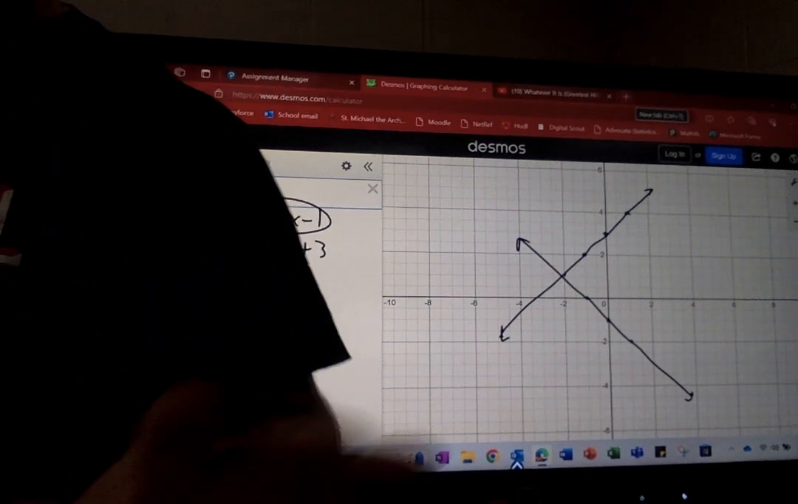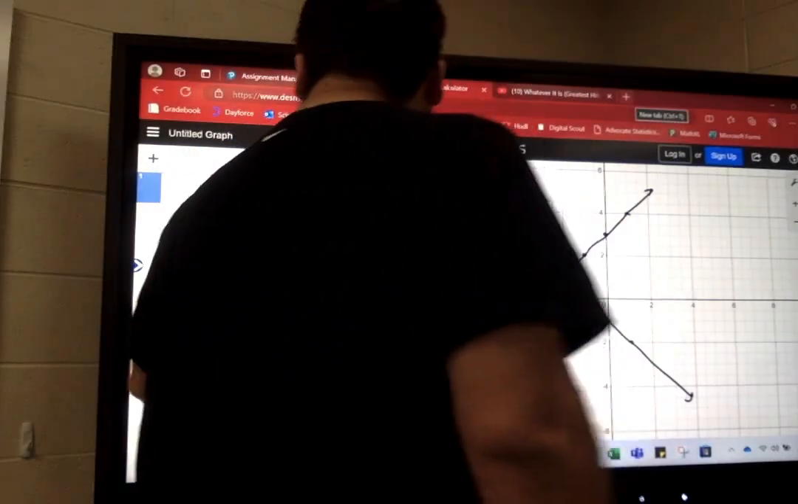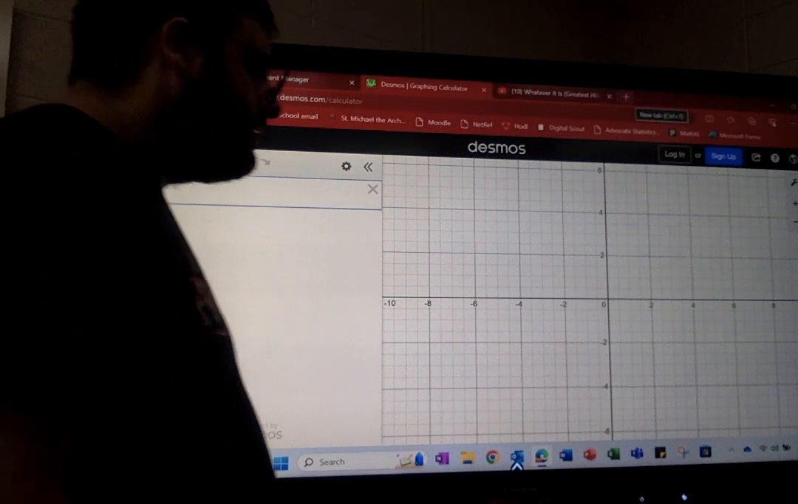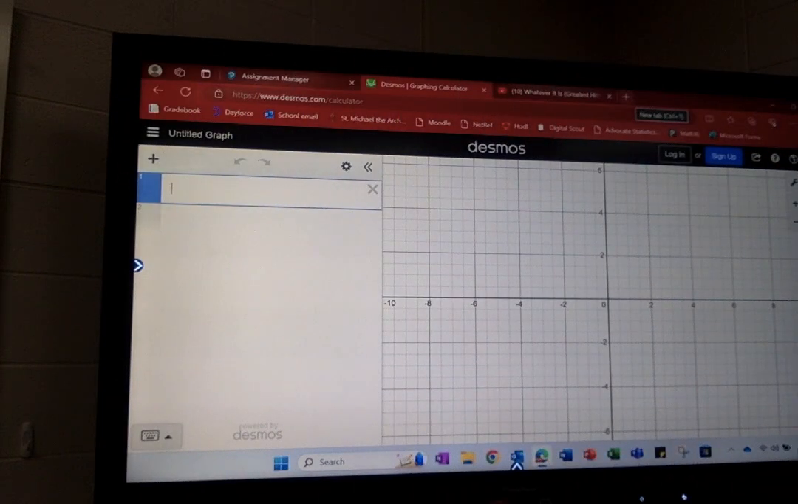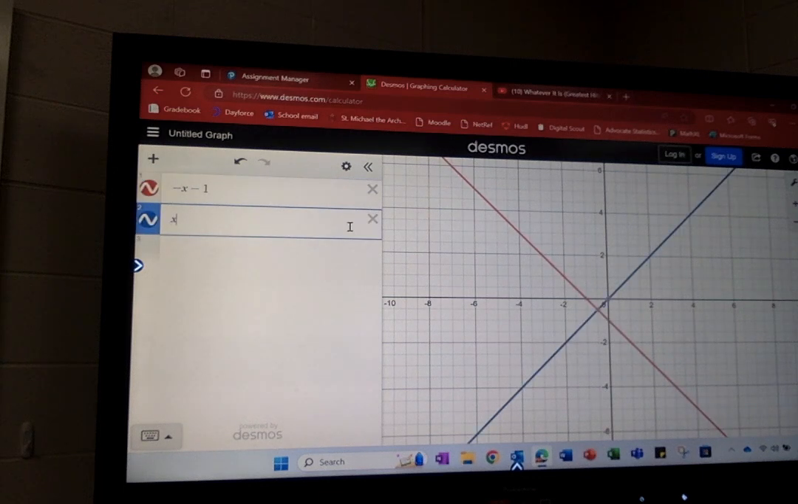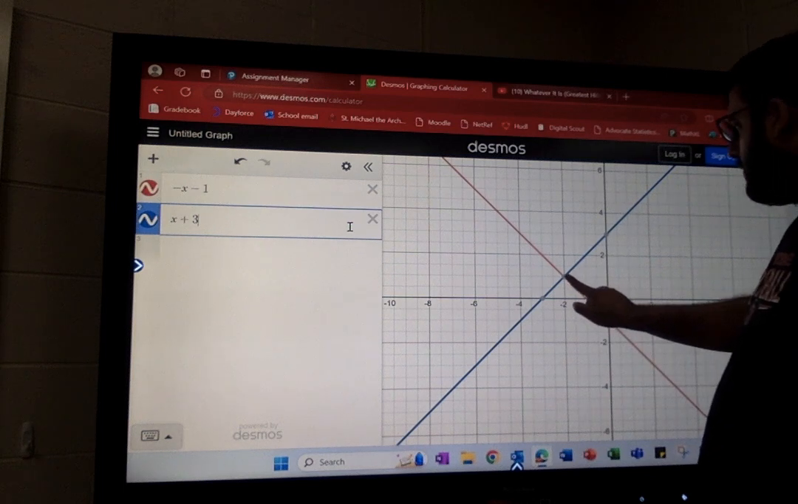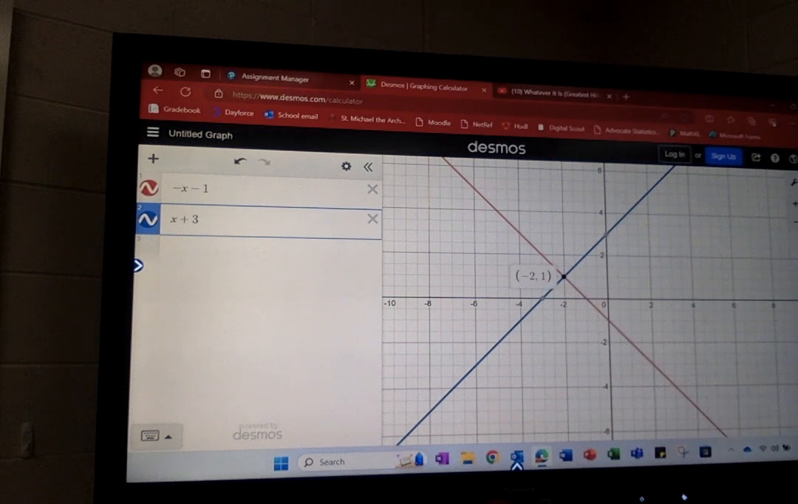Well, before I actually write it down, let me go ahead and put the graphs up here so that they're easier to see. So I have negative x minus 1, and then I have x plus 3. There. See, now it's a little bit more clear where my solution is. You might want to use a straight edge while you're graphing these lines. So there's my solution right here. Negative 2, 1.